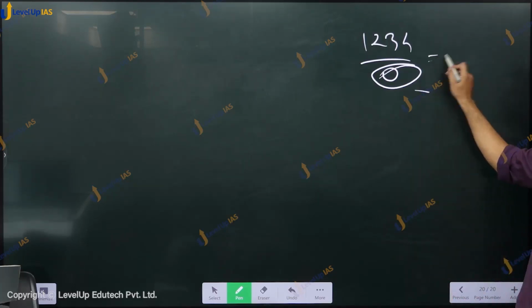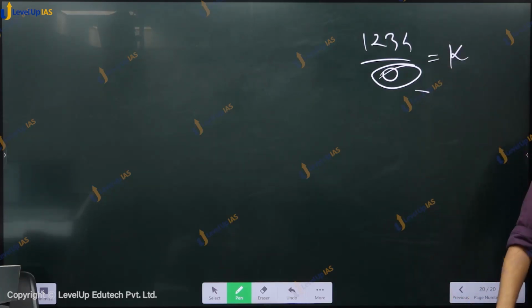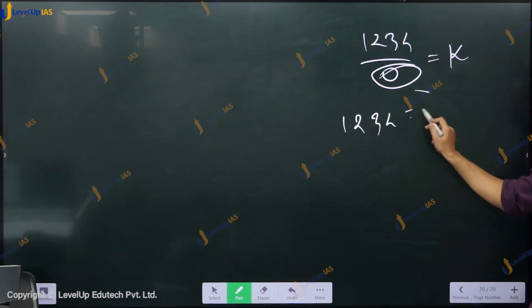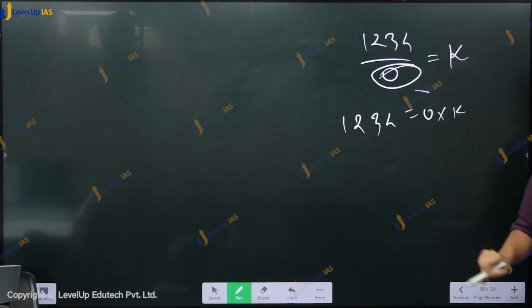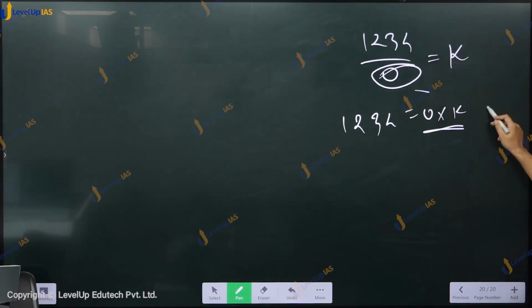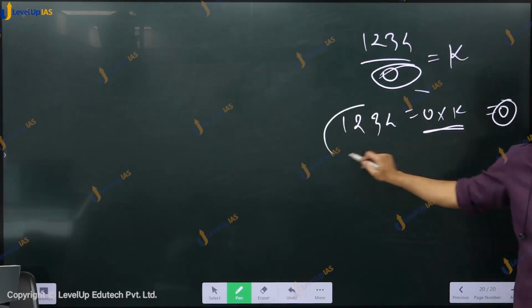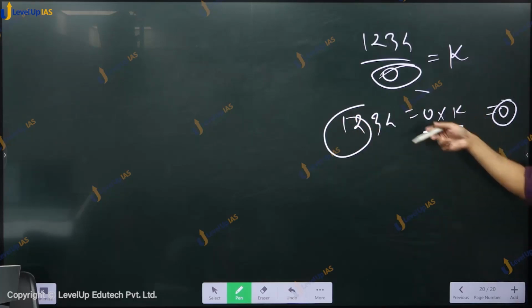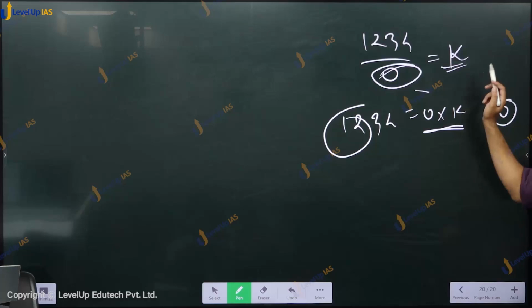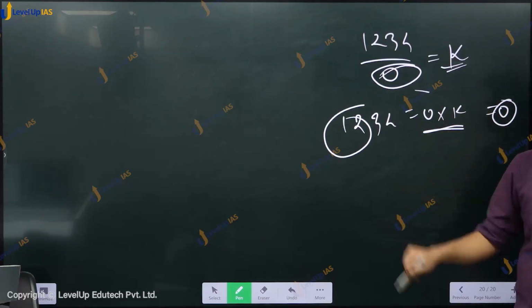Fine. So if we have this number as k, let us say, 1234 is equal to 0 into k. So this number, for any k, will be 0. So we get 1234 is equal to 0. Contradiction. So that is why this number is not defined. k ऐसा कोई है ही नहीं. Fine.